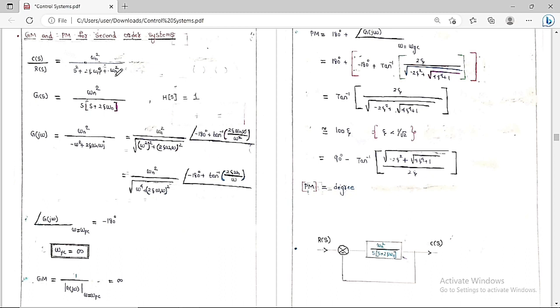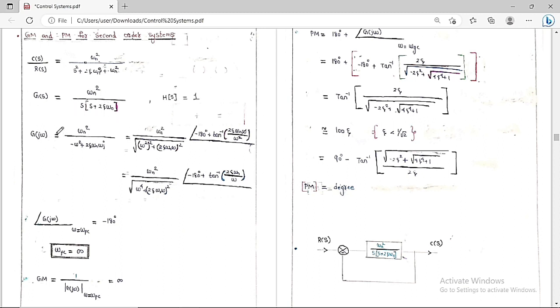We are going to get this equation, which is C of S by R of S is equal to omega n square by S square plus 2 zeta omega n S plus omega n square. So now we got the value of G of S and we got the value of H of S. Now I am going to replace S by J omega. G of S into H of S is again equal to G of S only, so G of S into H of S is again this value itself.